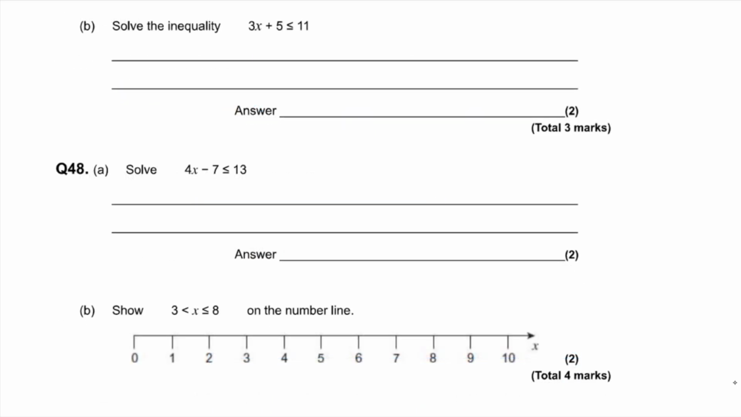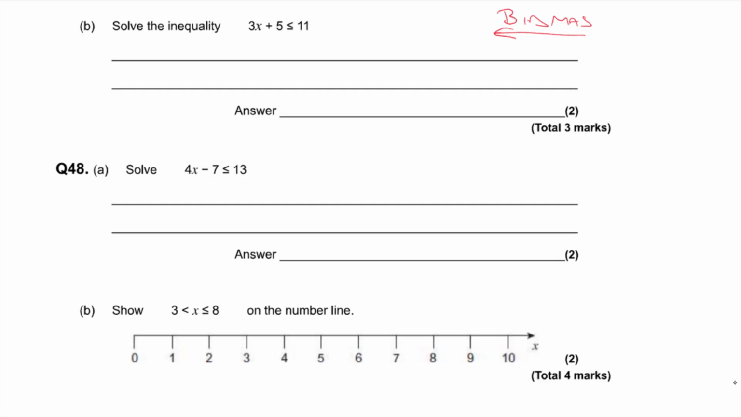Part B says solve the inequality 3x plus 5 is less than or equal to 11. Now we just did a whole bunch of solving equations earlier. This is just the same. It's the same skill. The only difference is I've got an inequality in between them rather than an equation. Again, we're going to be using BIDMAS backwards to use these inverse operations to unwind the inequality and get us back to x.